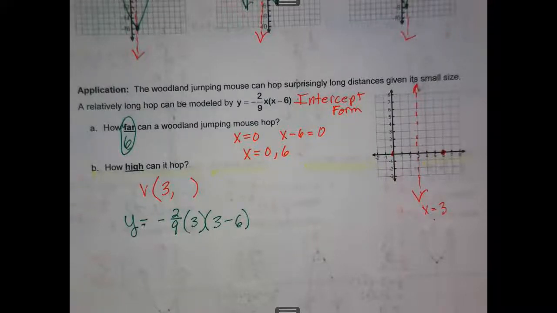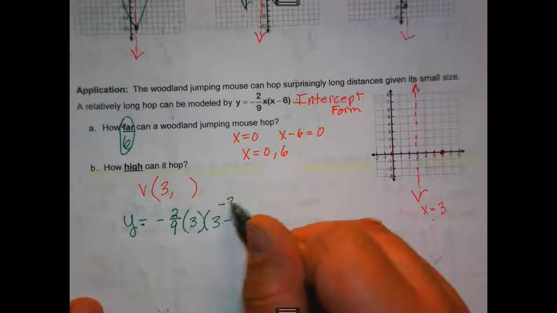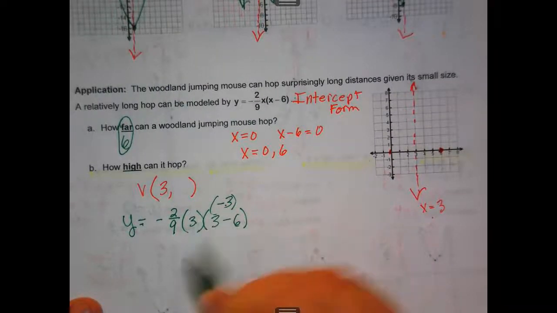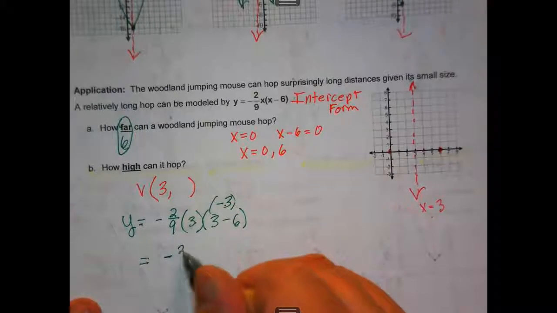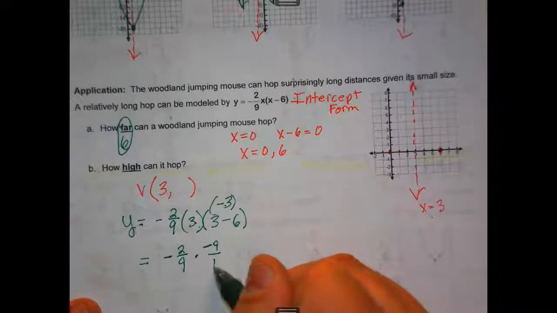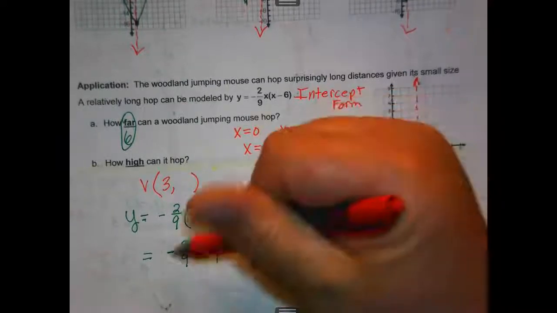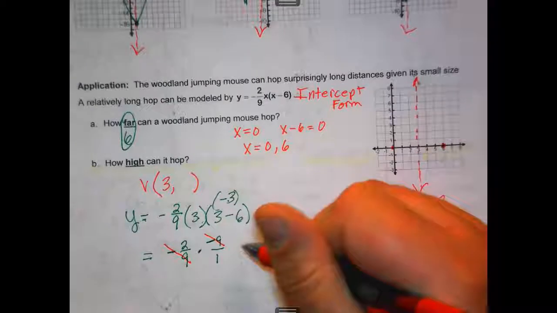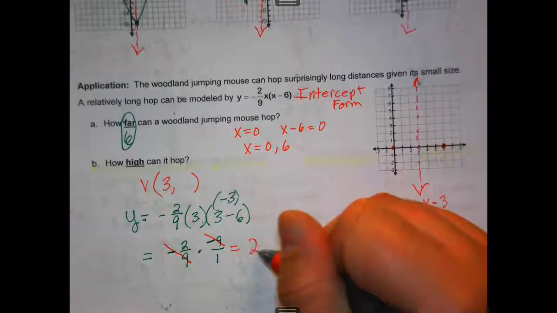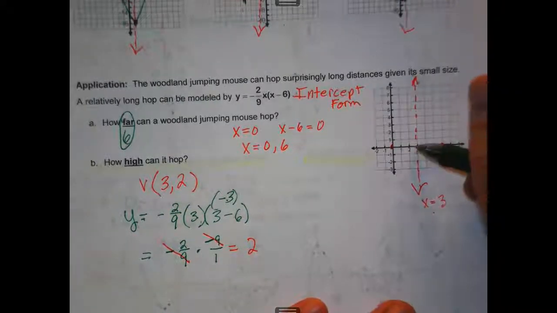Sorry, I'll let you catch up. Are you good? Okay, so negative 2/9 times 3. What's 3 minus 6? Okay, so I have negative 3 times negative 3 is 9. Let's rewrite this. I have negative 2/9 times 9, negative 9. And I'm going to put that over 1 because we're multiplying a fraction. Look what happens. My negative 9s cancel out. What do I end up with? 2. Okay. So how high did he jump? 2.